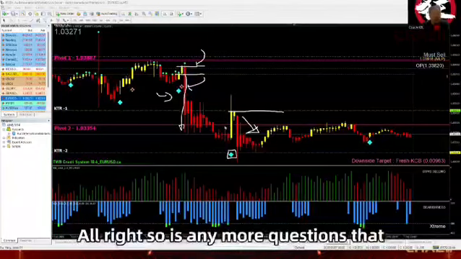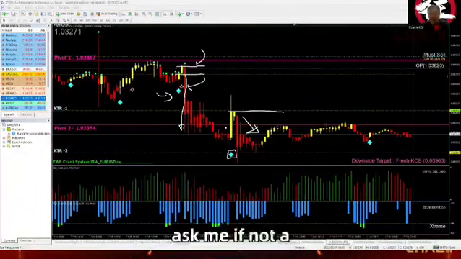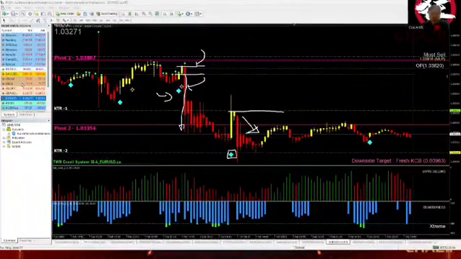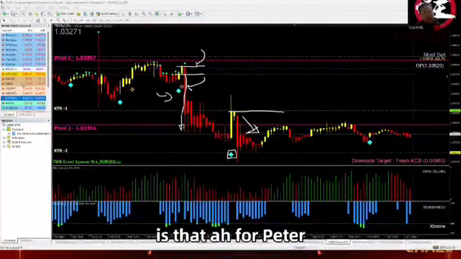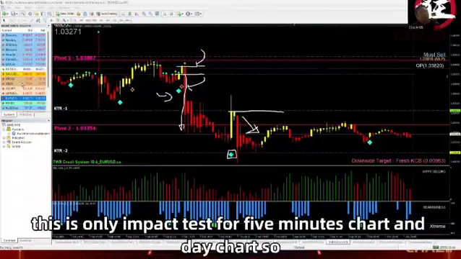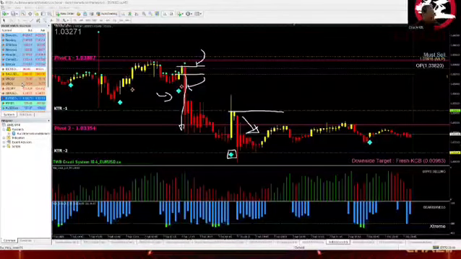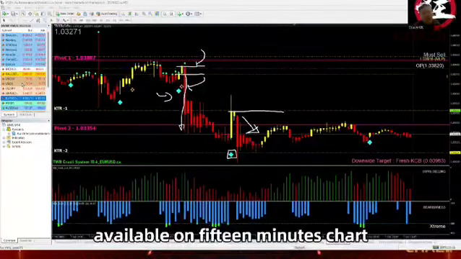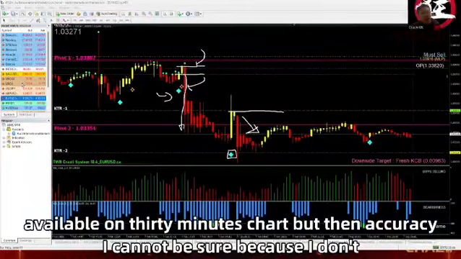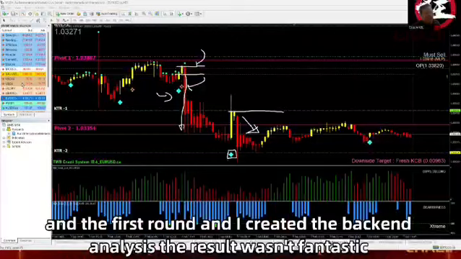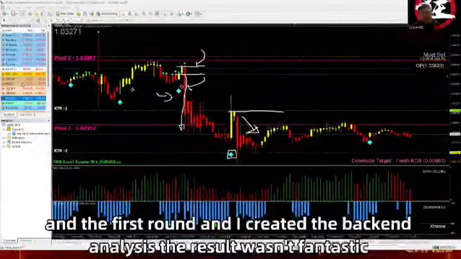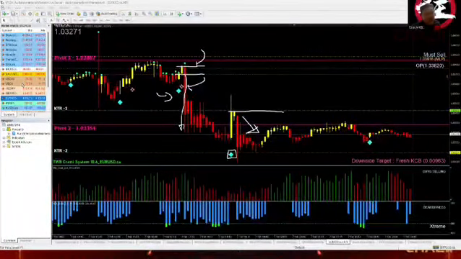So is there any more question that you want to ask me? If not, I continue. I already said this for Peter: this is only backtested for the 5 minute chart and the day chart. It's available on the 50 minute chart, it's available on the 30 minute chart, but I cannot be sure of the accuracy because I don't trade that time frame. And the first round when I created the back end analysis, the result wasn't fantastic.